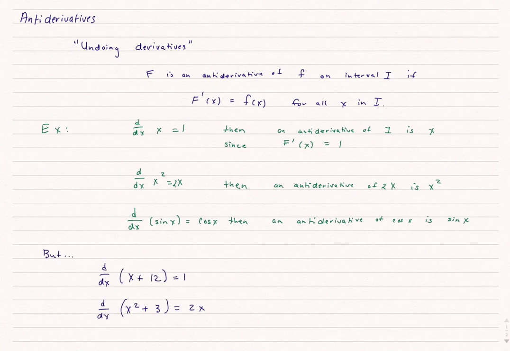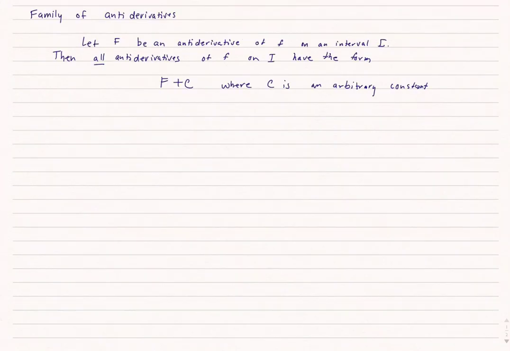I keep saying an antiderivative because there's an infinite number of them. That is, the derivative of x plus 12 is still equal to 1. The derivative of x squared plus 3 is again equal to 2x. So what's going on here? I can talk about a family of antiderivatives. If capital F is an antiderivative of lowercase f on an interval I, then all antiderivatives of f on I have the form F plus c, where c is an arbitrary constant.